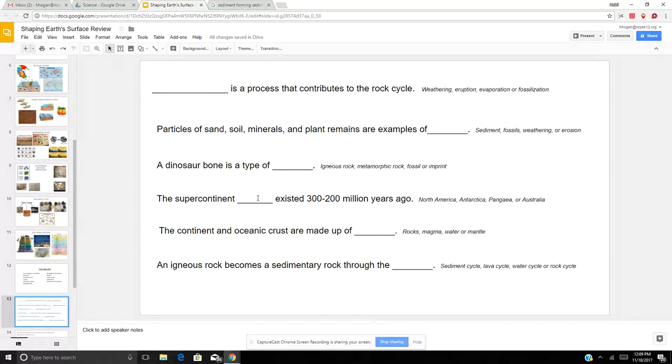The supercontinent existed 300 to 200 million years ago. So is the supercontinent North America? Is the supercontinent Antarctica? Is the supercontinent Pangaea? Or is the supercontinent Australia?